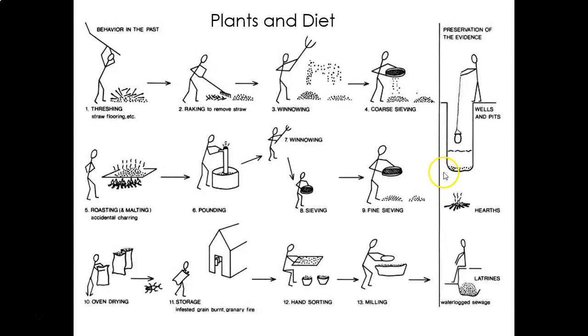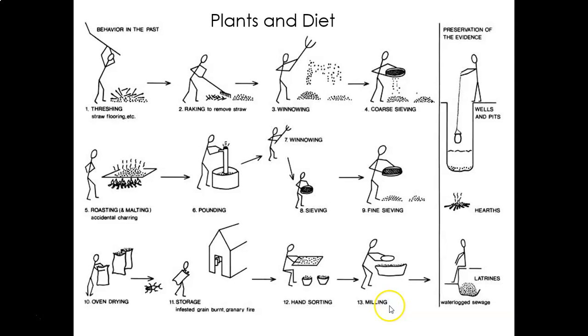So in terms of plants, one of the things we have to keep in mind is that there's a whole bunch of behaviors related to processing, harvesting, etc., plant materials before they end up in our diet, and then how we find those plant remains preserved is often separated from those behaviors that led to us consuming them. And this line kind of represents where we eat them as well.